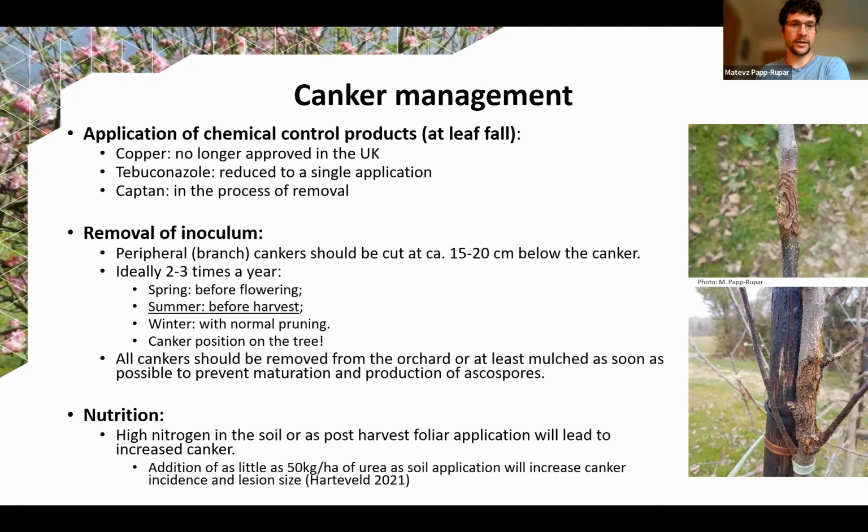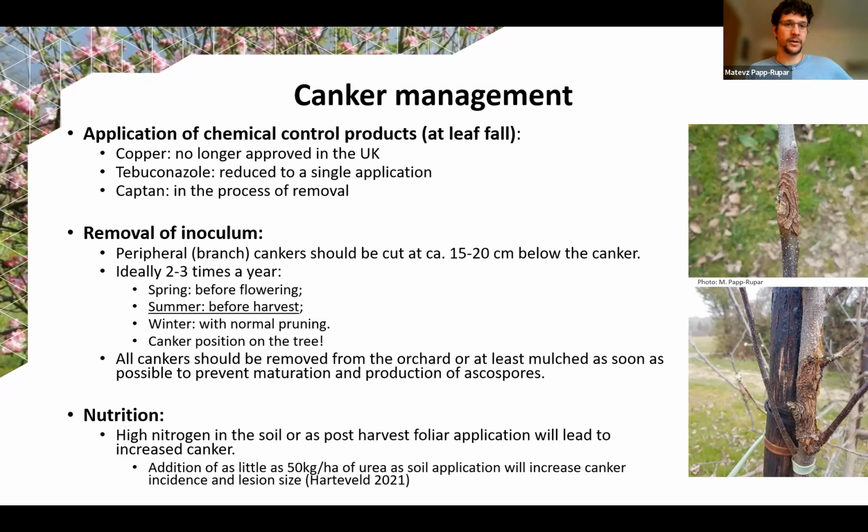And another thing is that all the canker should be removed from the orchard, either mulched, ground up, or completely removed, maybe composted somewhere. Because if it's not completely destroyed, it will produce ascospores and keep inoculating trees even when the wood is on the ground.